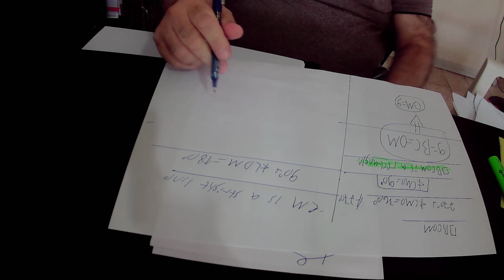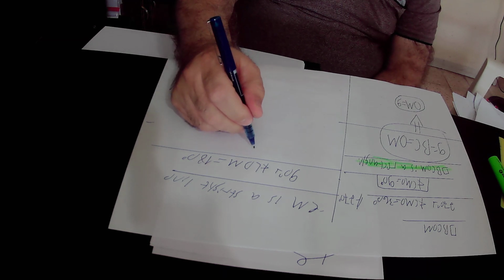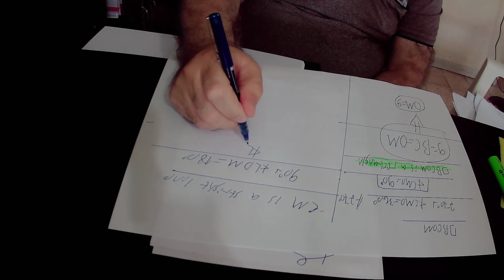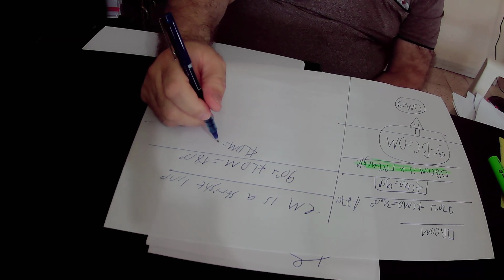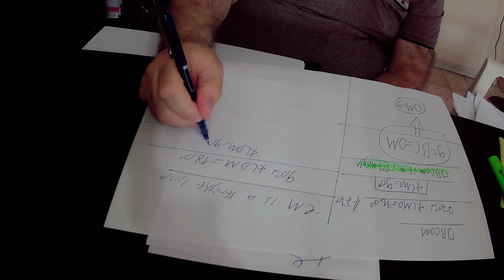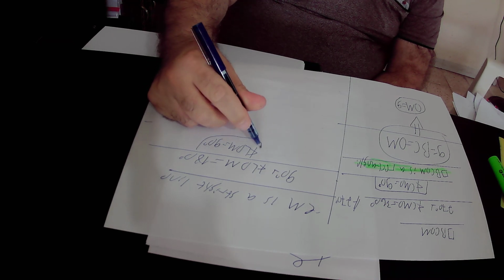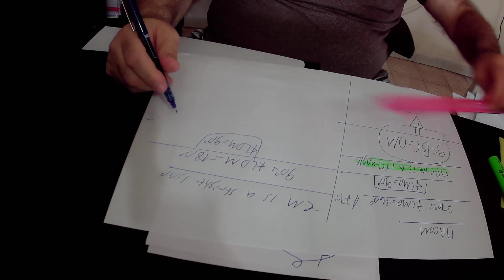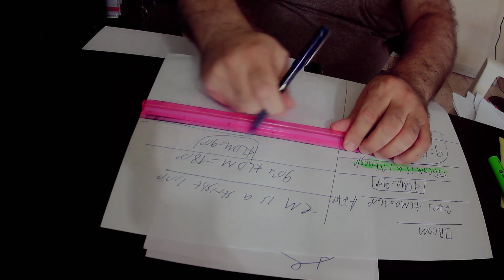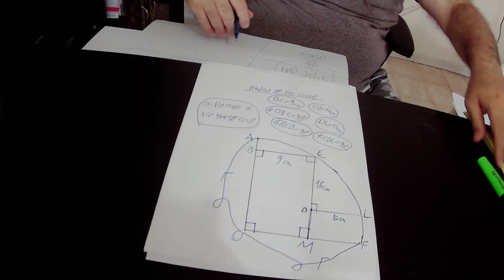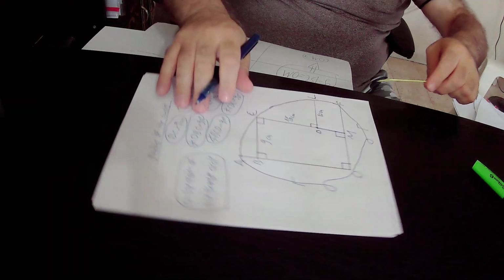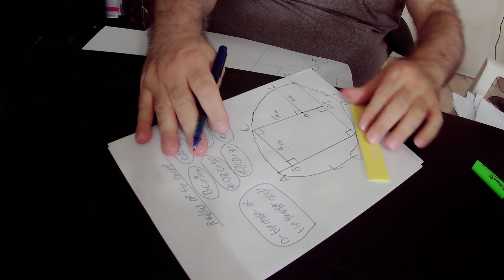So here we subtract 90 degrees from this equation, and we get that the missing angle, angle LDM, is equal to 180 degrees minus 90 degrees. It is equal to 90 degrees. So the missing angle is a right angle. I can write here that angle LDM equals 90 degrees. It is a right angle.